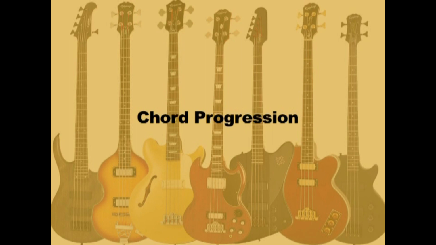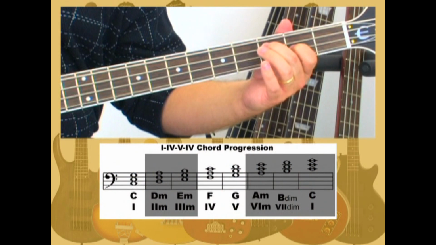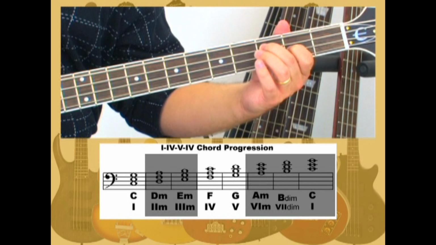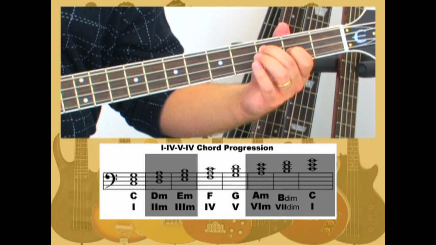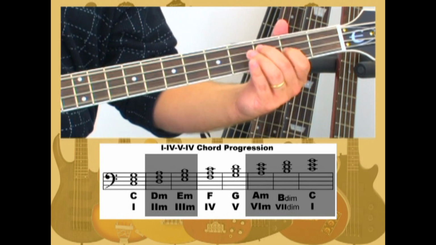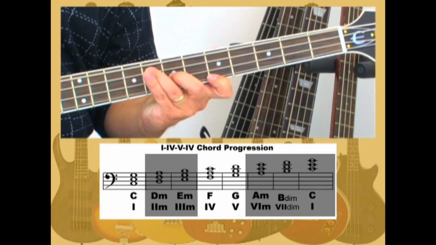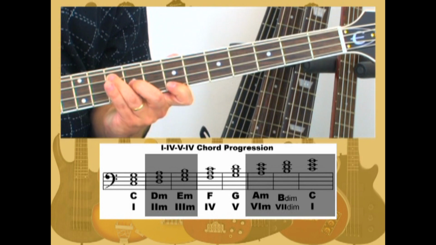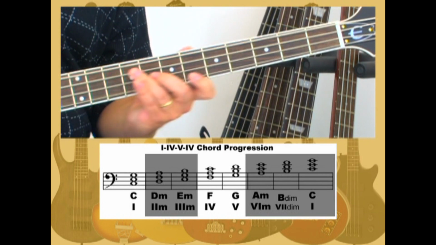For an example of using scale notes as numbers, let's play a 1-4-5-4 chord progression. Translated to our key, the 1 chord is C, the 4 chord is F, the 5 chord is G, then back to the 4 chord F.